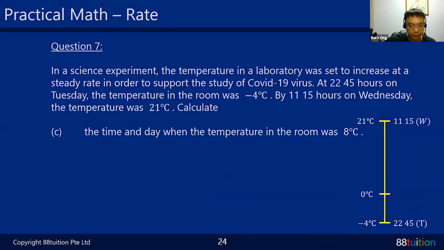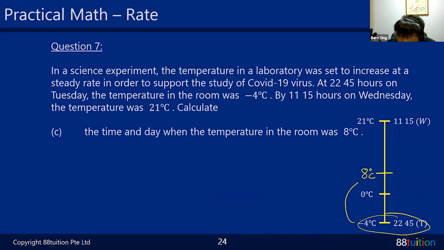And the last question, part C. What do you have? The time and the day. Is it Tuesday or Wednesday? When the temperature was at 8 degrees Celsius. So 8 degrees Celsius is around here. Let's put it here, 8 degrees Celsius. So what is happening down here? From -4, because the starting is down here.